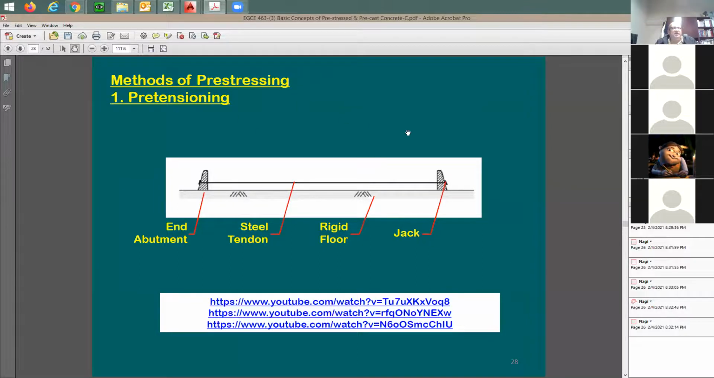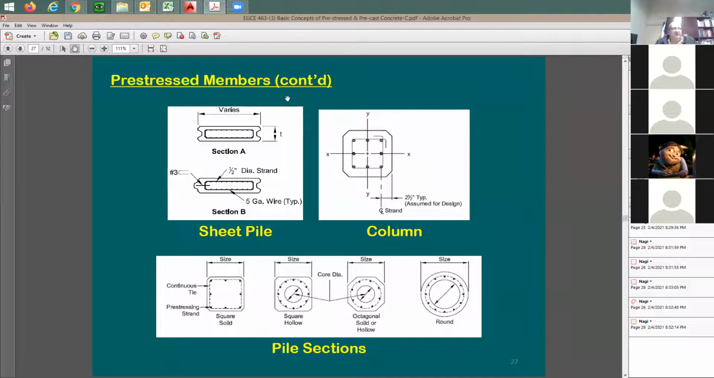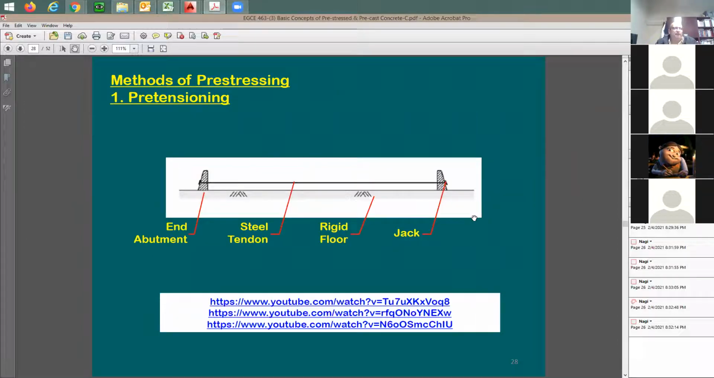So here's the method of pre-stressing. And of course, as it says here, you see we have more members that we can talk about, like we have piles and we have columns. It's gonna be all pre-stressed. This is fine. Here's the pre-tension method, one of the pre-tension methods.